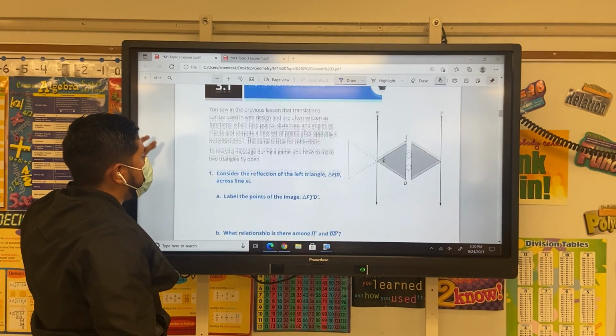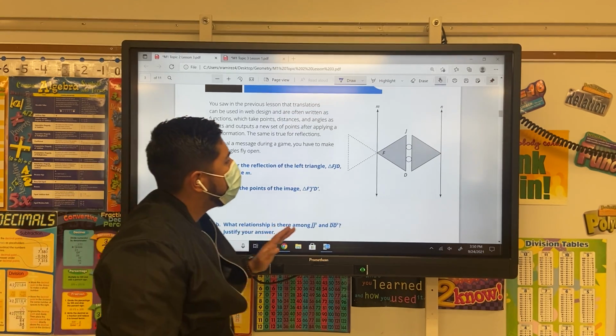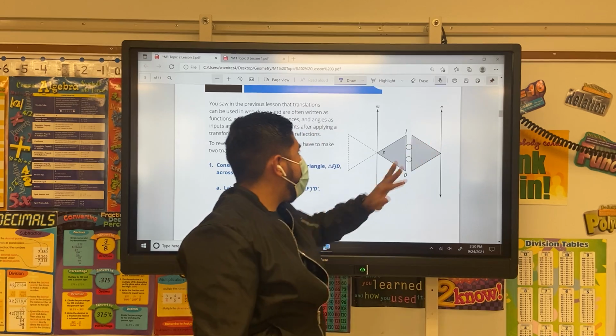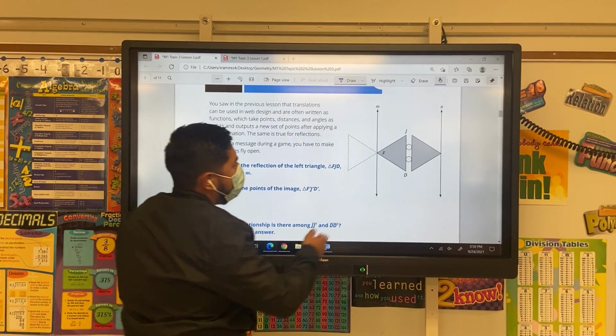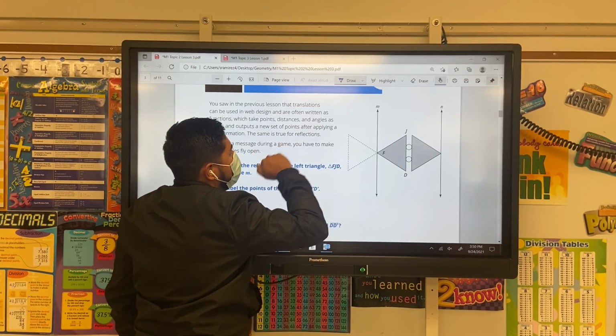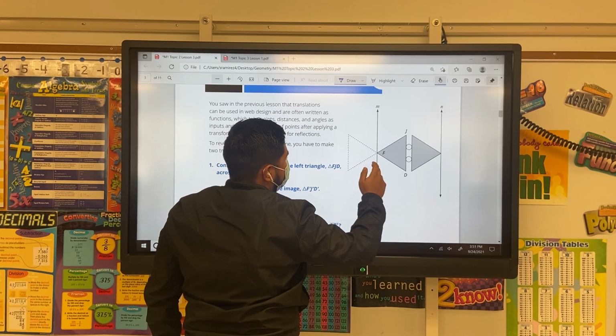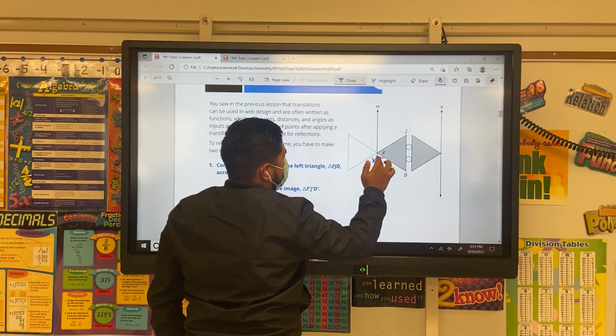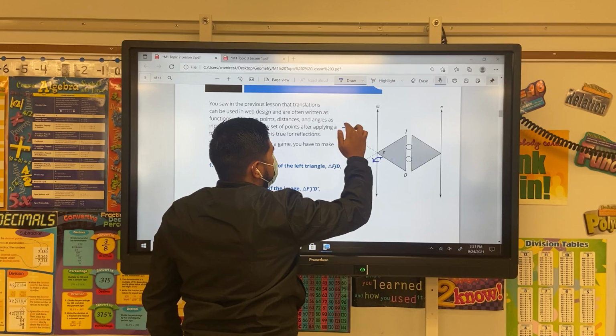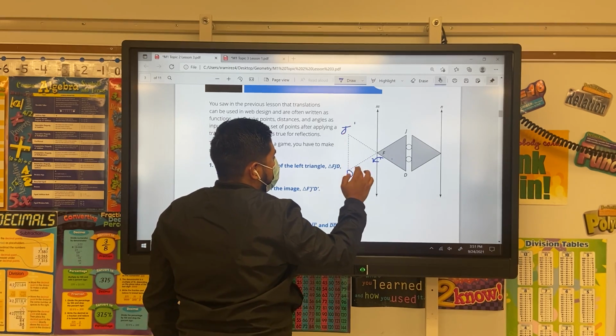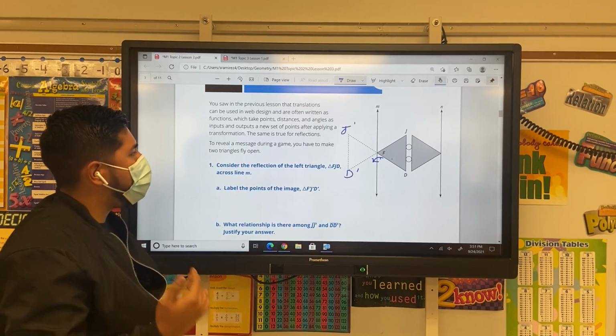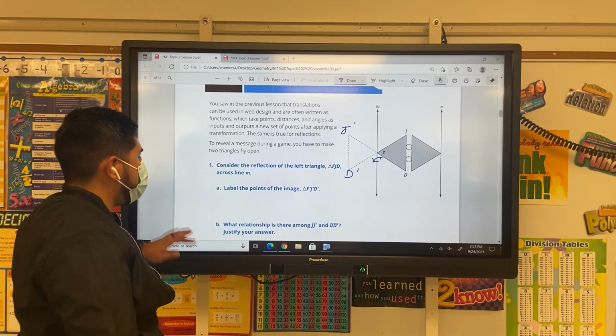Skipping those. Of course, I won't lie to you, I don't know why they have this line N, but we're reflecting JFD. Of course, make sure you label correctly. Cross from F, that's my F prime right there. J prime up here, D prime up there. You know how to do this, nothing too crazy.